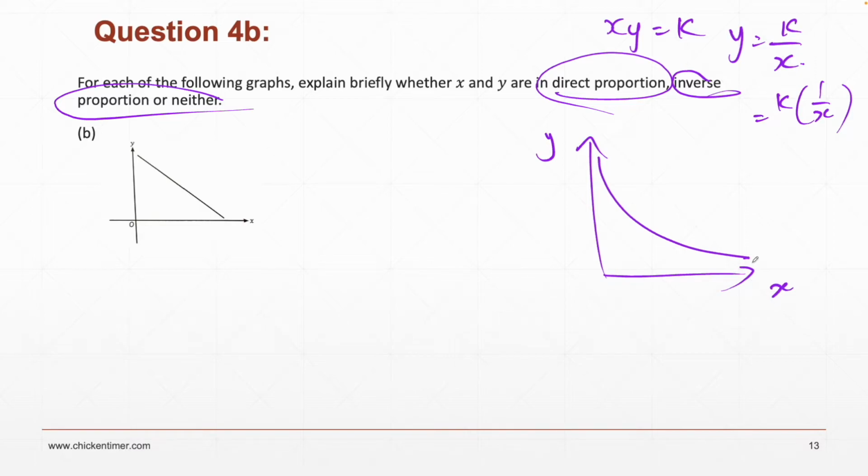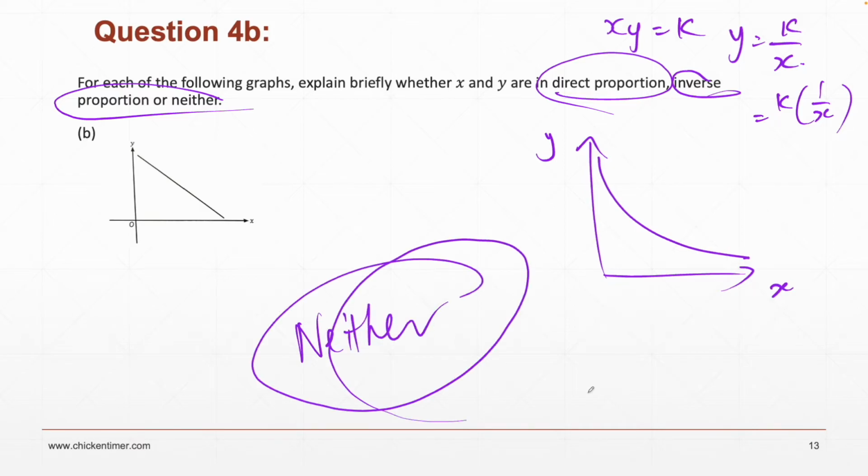So in this case, your part B is not an inverse proportion graph because it is not a curve. It's a straight line that goes downwards and it doesn't cut the origin. So it's neither direct proportion nor inverse proportion. That means this is none of the above.